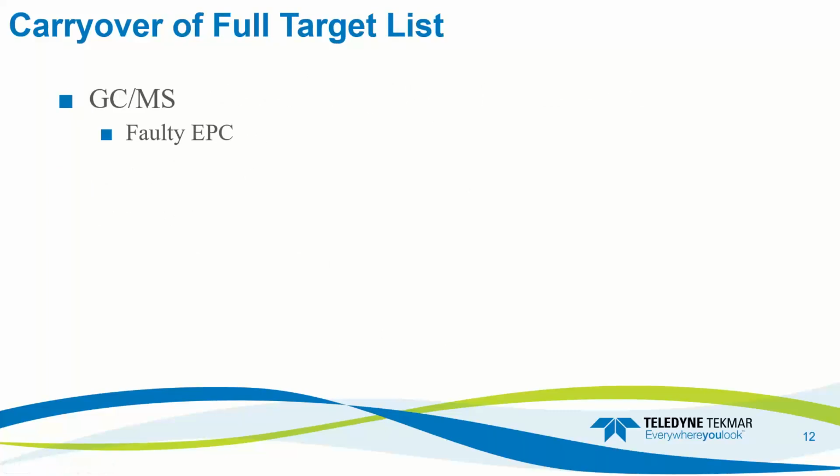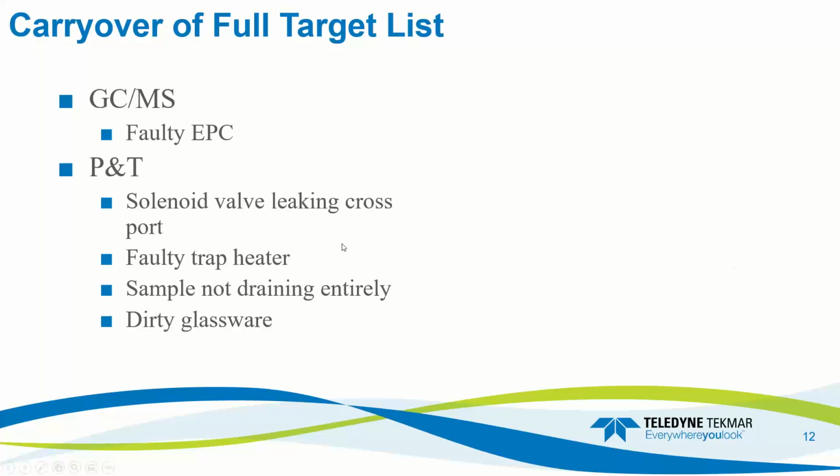If you're having carryover of the full target list, you might have a faulty EPC on the GCMS. On the purge and trap side, if a valve is leaking, it could be leaking to a part of the instrument that's not going to be used until the next sample. So that's how you could be getting carryover from one sample to the next, because what was leaking is now being swept into that next sample.